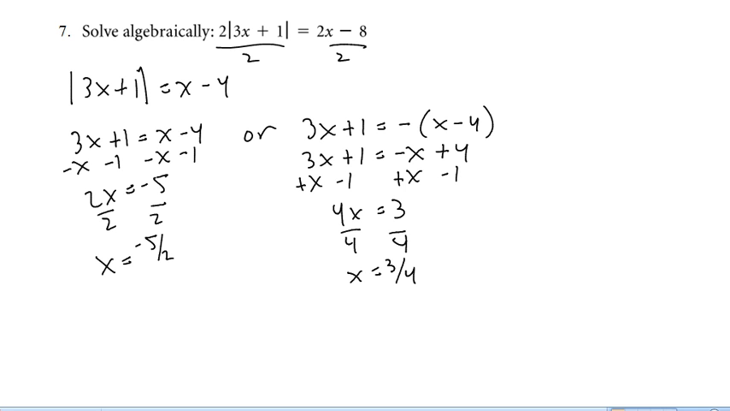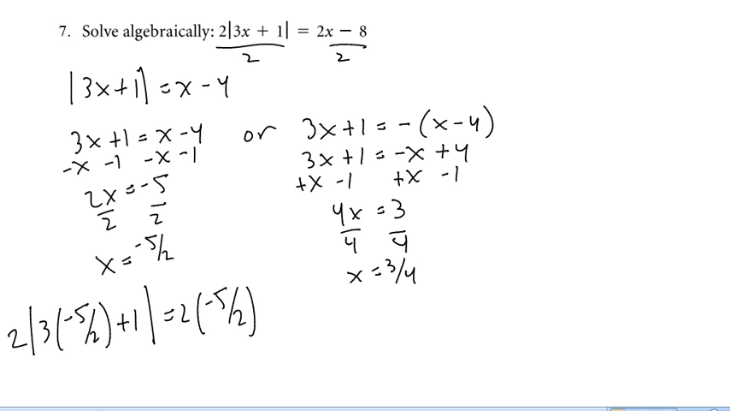Alright, let's verify our solutions. So the absolute value of, 2 times the absolute value of 3 times negative 5 over 2. Remember to always verify your solutions in the original, never a rearranged form. Okay, and again, notice the right side here is going to be negative. We've got a negative minus a negative. The left side is going to be positive because this is positive, 2 is positive. So there's no way the left side can equal the right side. So that is not a solution.